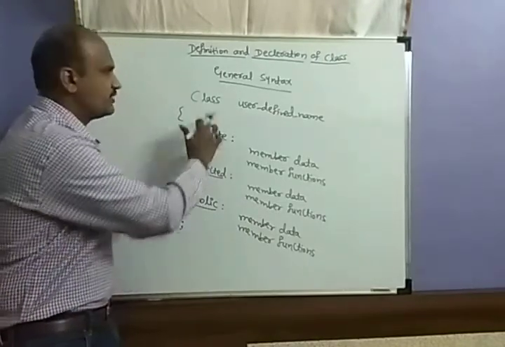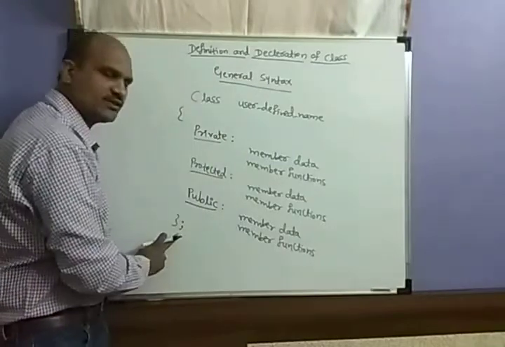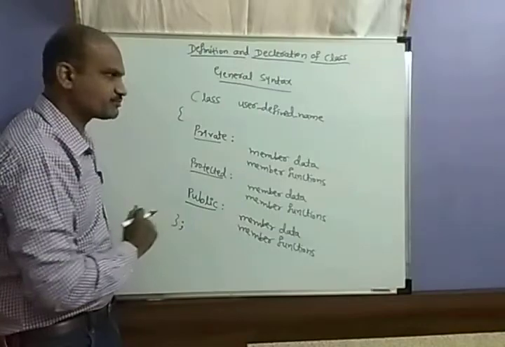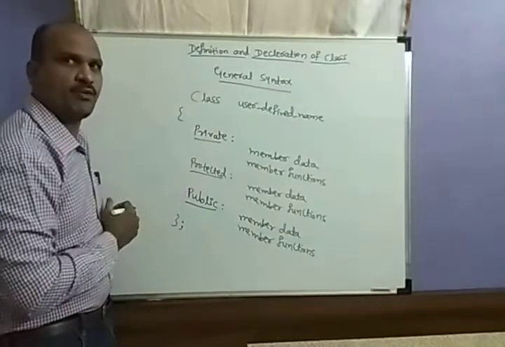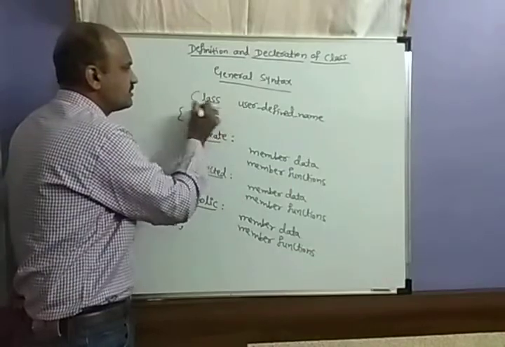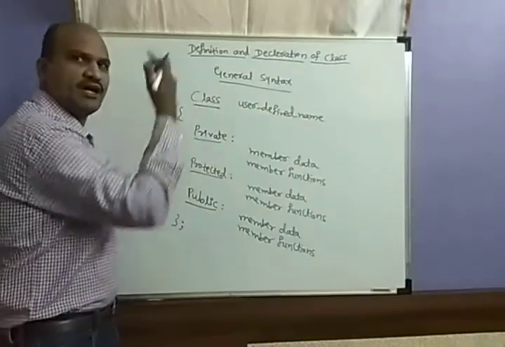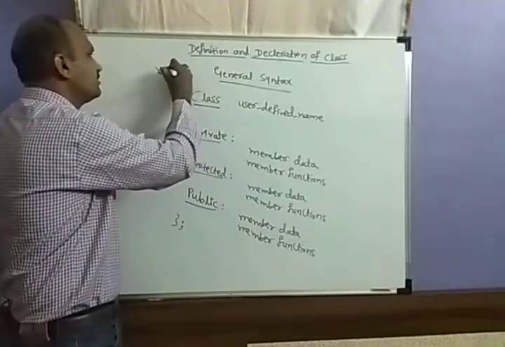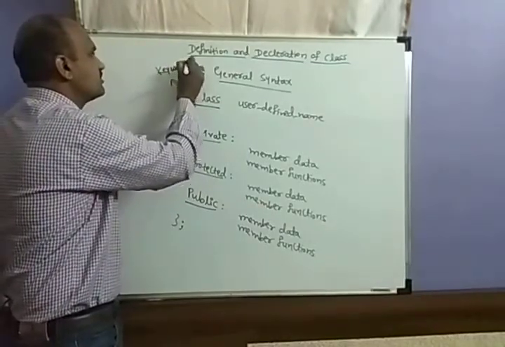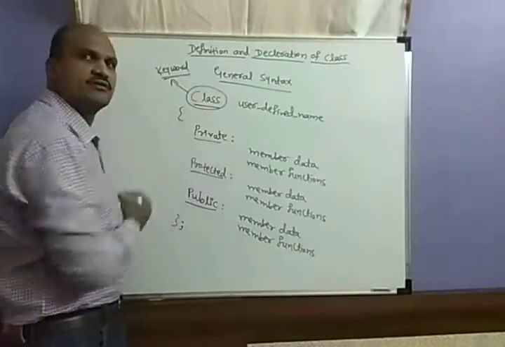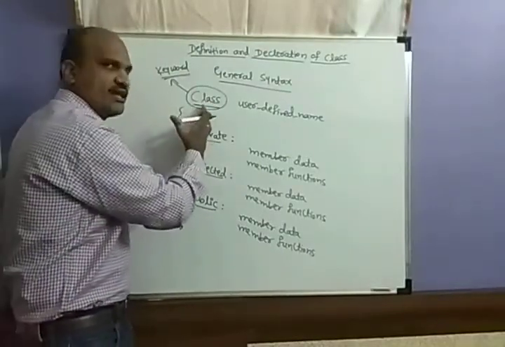When you declare the class, it should end with the semicolon, with the closing brace. Okay. Now, as you discussed the earlier points, as I told you, this is a class. Class, I already told in the previous class, it is a keyword. Keyword means reserved word. Class is a keyword, so it should start with the class.